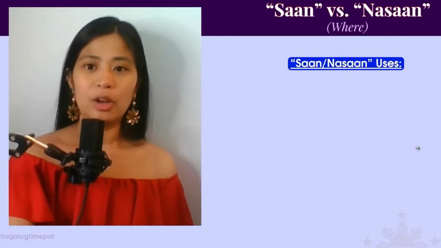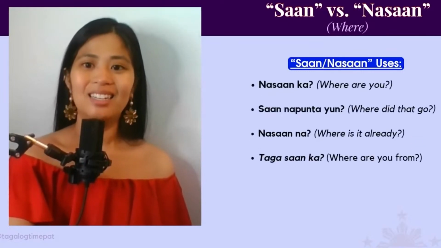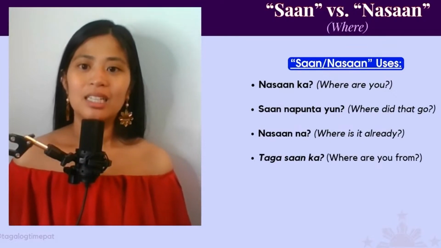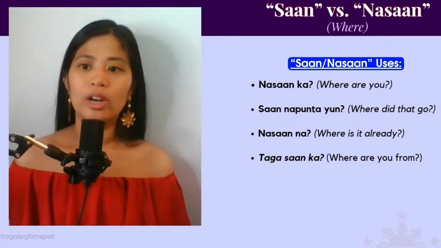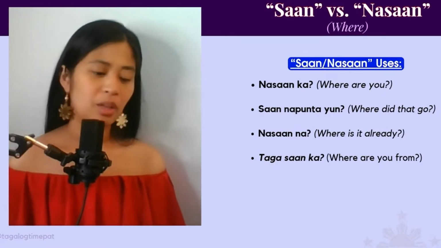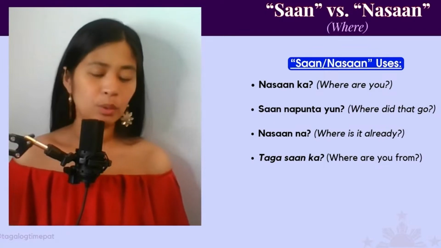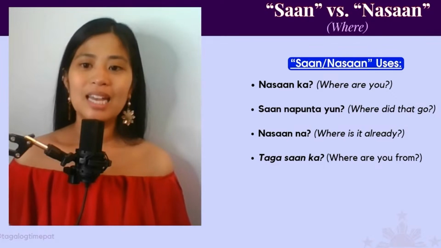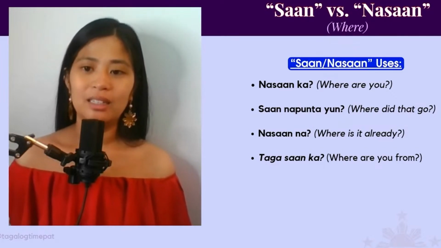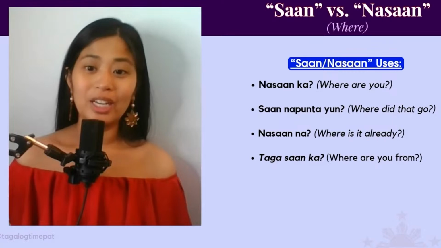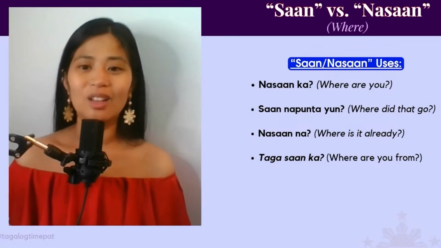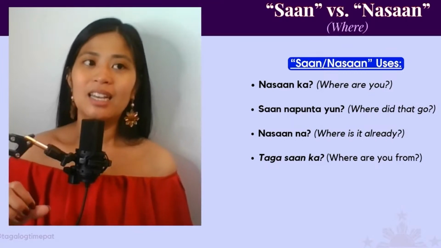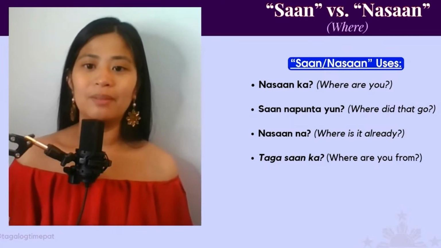And then here are just some other uses for saan and nasaan. Nasaan ka? Where are you? Saan napunta yun? Where did that go? So if you're looking for something just rhetorically, you can be like, nasaan napunta yun? Saan napunta yun? Where did it go? Nasaan na? Where is it already? It's like maybe if you're waiting for a pizza to be delivered and they're taking a long time, you're like, nasaan na? Where is it? Na again is an emphasis word. Sometimes it means already.